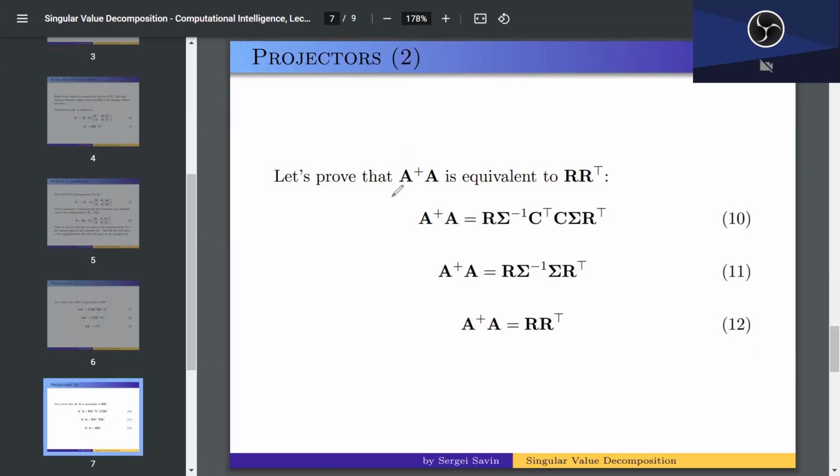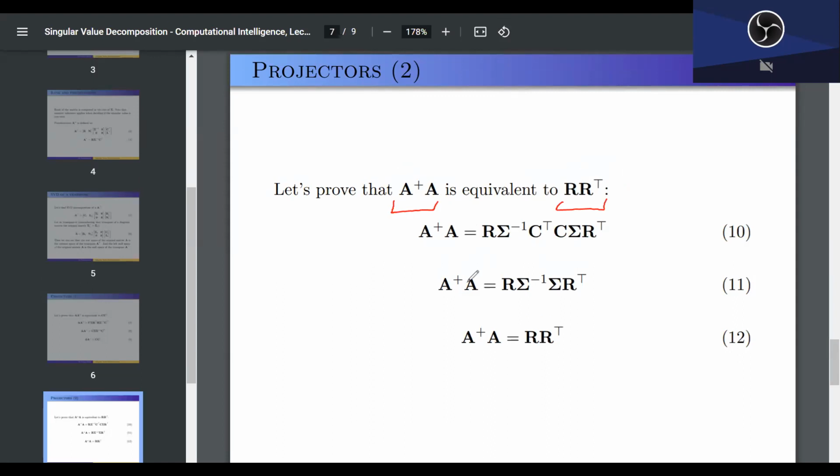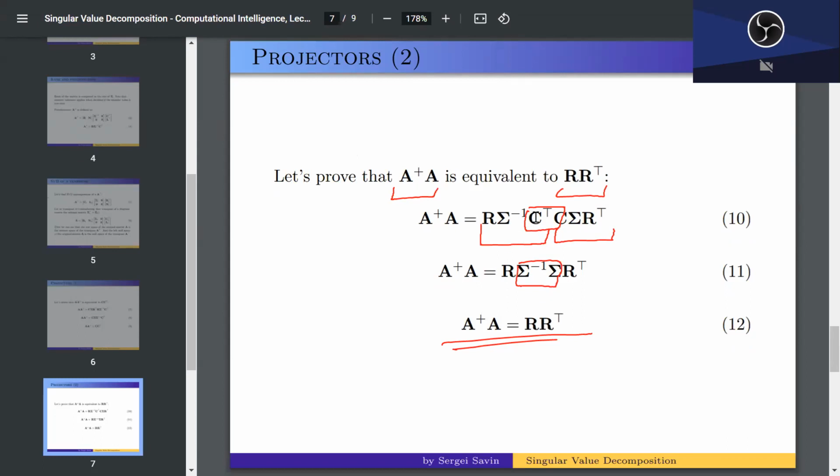Let's prove that this is the same as this. Again, just write what the inverse is, write the original matrix. Notice that this is indeed identity. This is identity, and here is the proof. Okay. Any questions about this one? So you see, it took like a second.